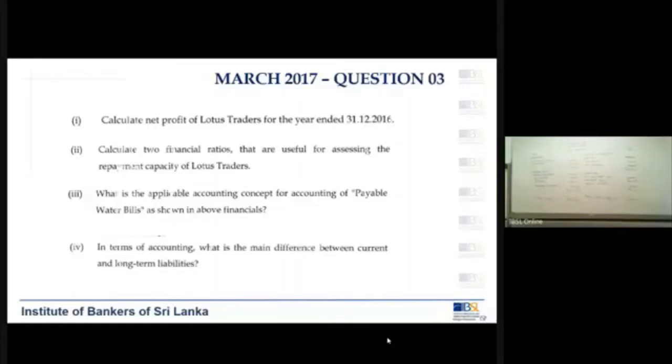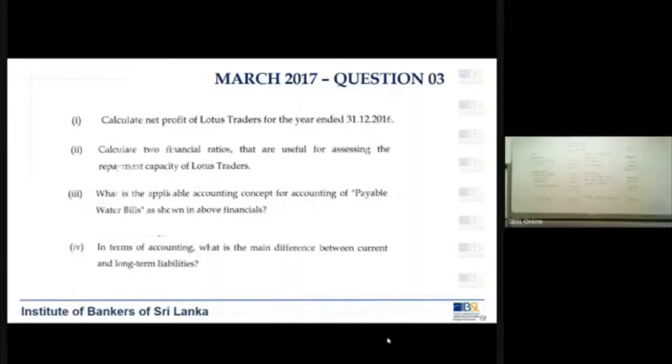Then part 2, they say calculate 2 financial ratios that are useful for assessing the repayment capacity of Lotus Traders. So which we haven't done yet, because there is one topic that we need to cover, which is on financial ratios. So once you have done that, you can come back and look at this question to do it.